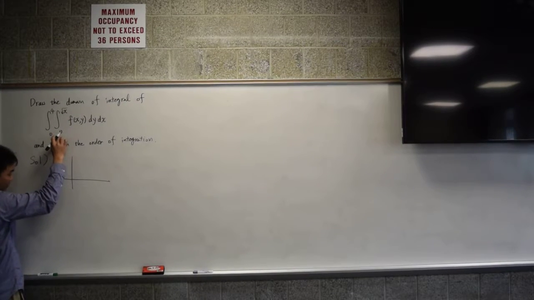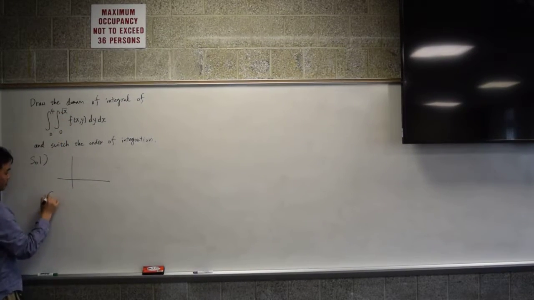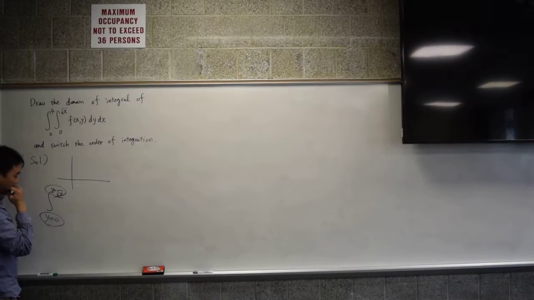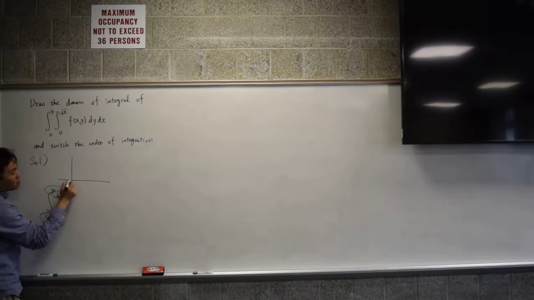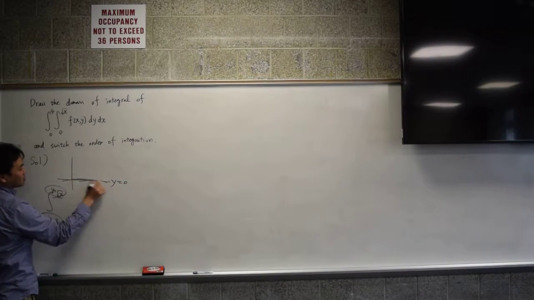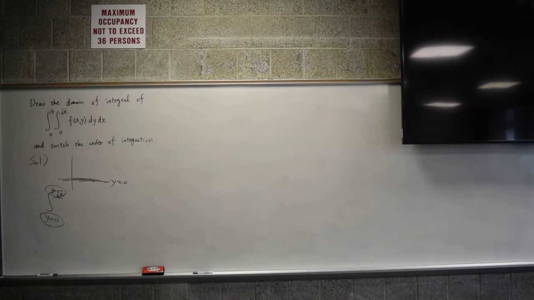First, this 0 and this, 0 and square root of x, that means y equals square root of x and y equals 0. That's what it means, because you have dy here. So you should think of it as y equals this, y equals 0. Now y equals 0 is this x-axis, right? And what's y equals square root of x?